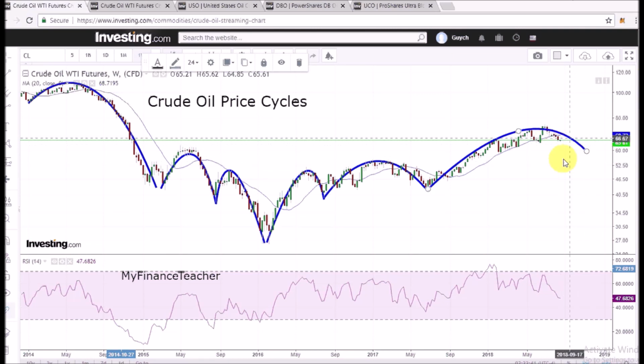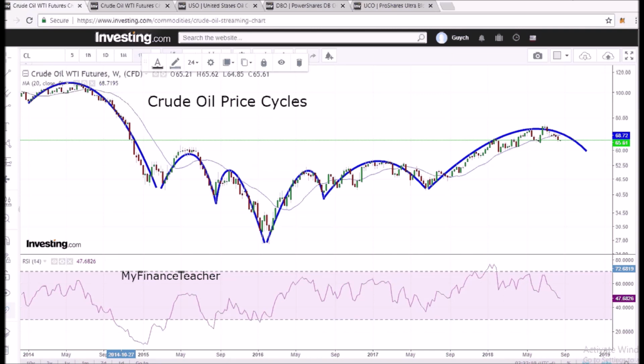But at the moment, I would not jump into this trade. But basically, I just want to give you a heads up that this is one of the trades you might keep an eye on over the next couple of months.